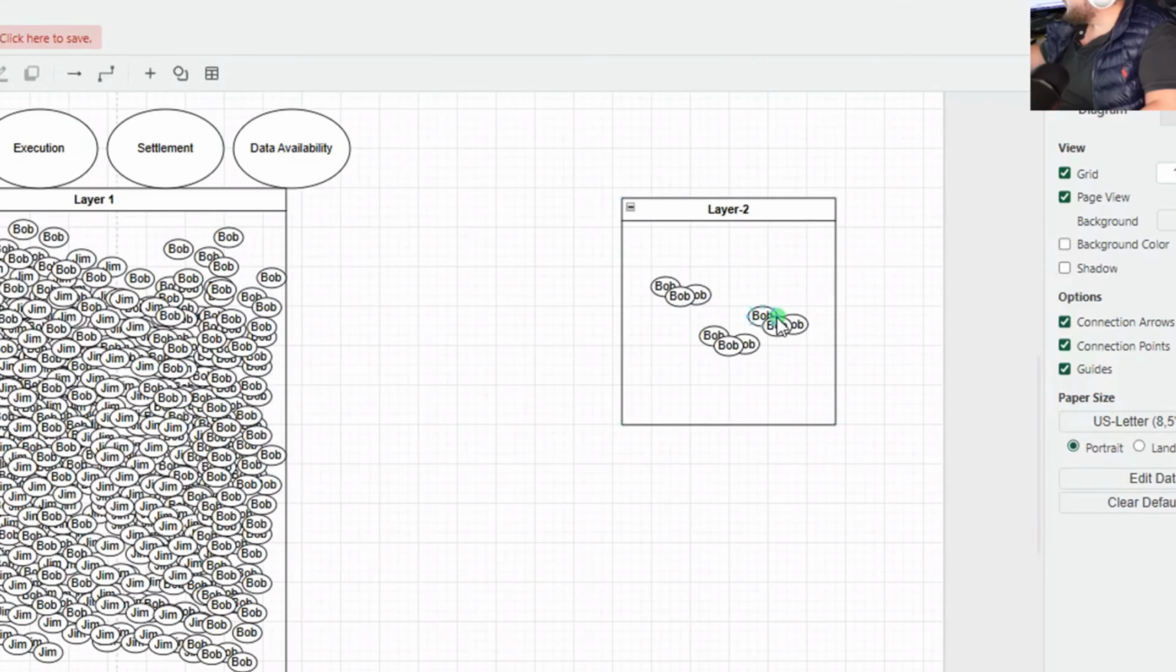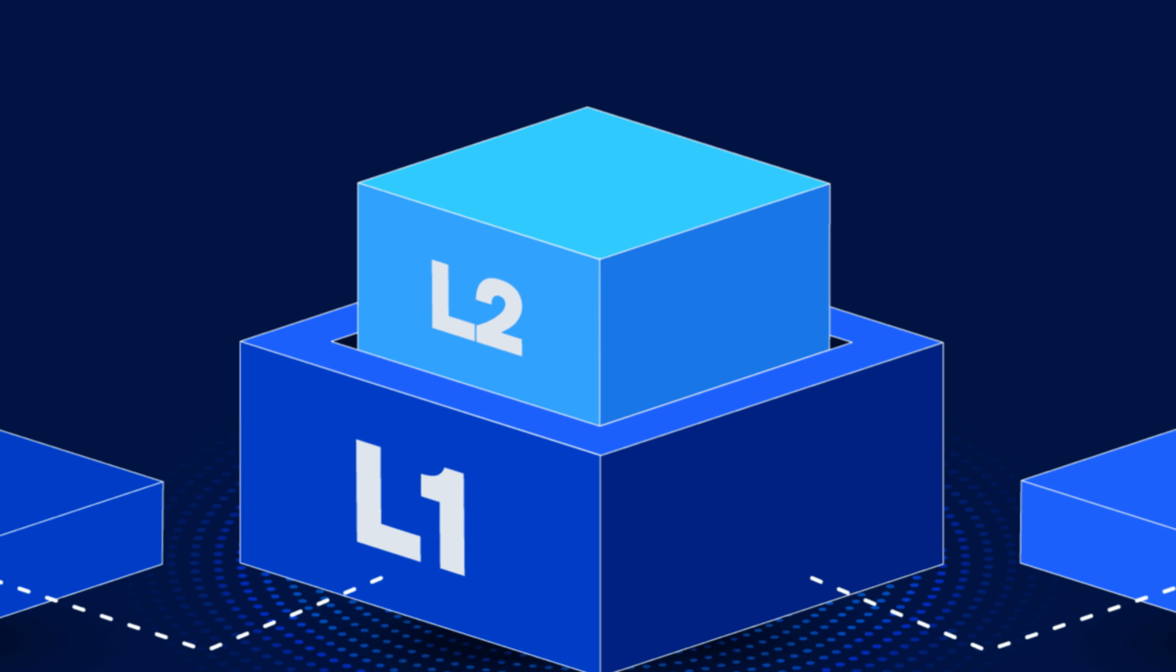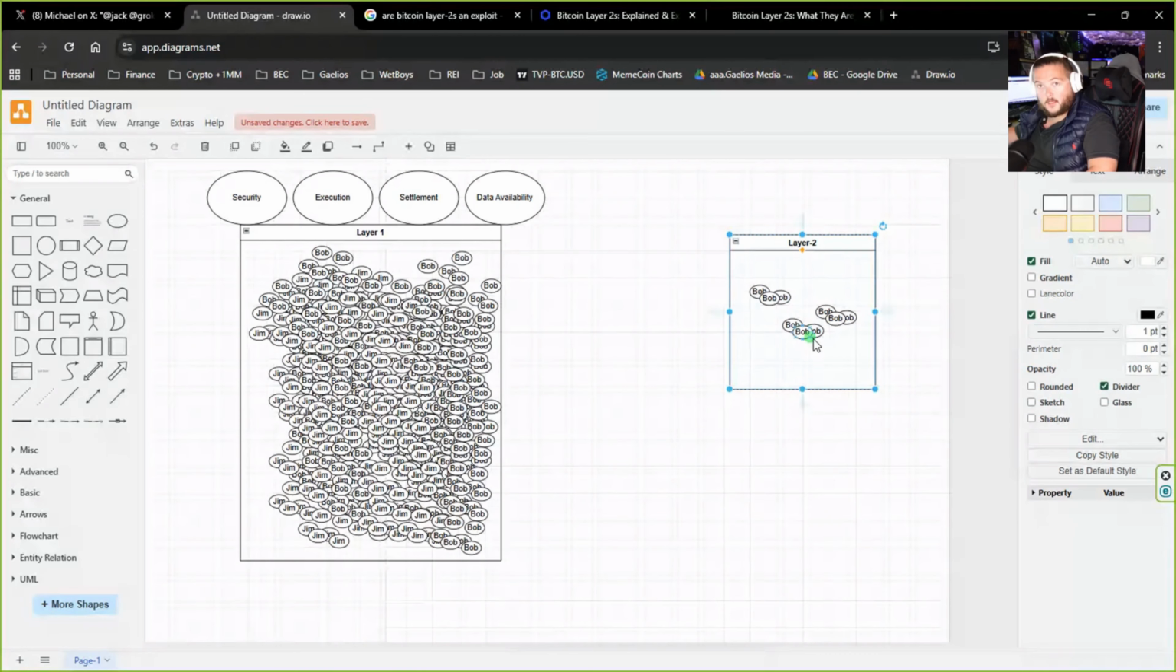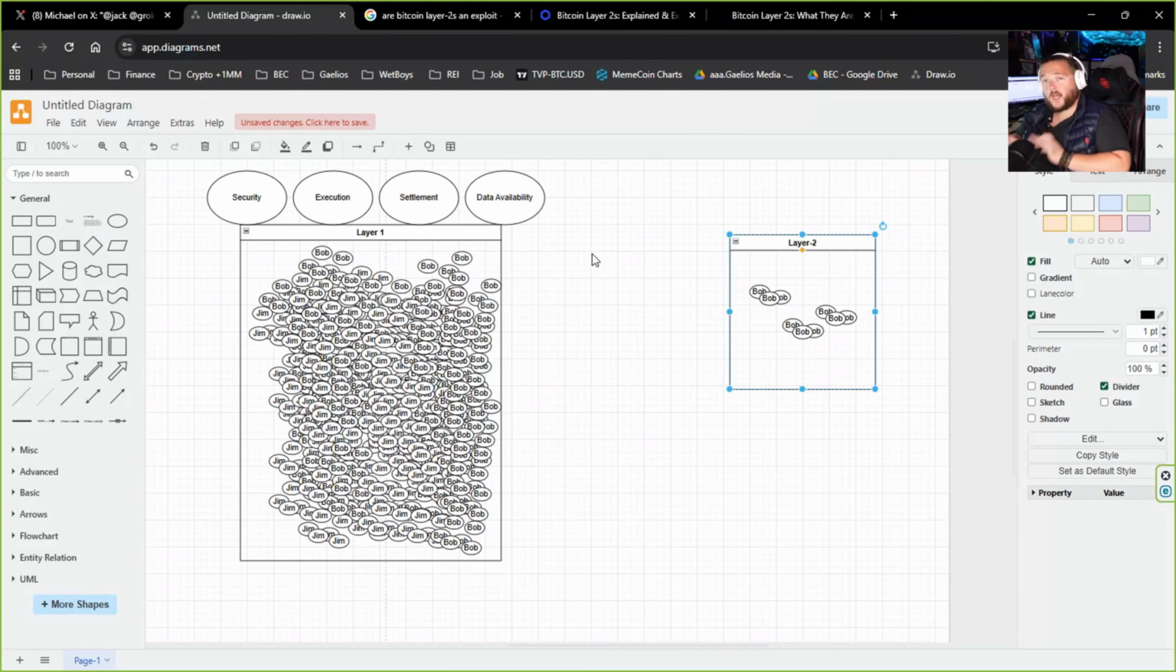Layer 2s look more like this. So there's something to be said for layer 2s, that they are more centralized. There's a lot less validator nodes. They have their own nodes sometimes. What you really want to take away from this is the layer 1 does not stop existing with a layer 2. Layer 2s are a different kind of user of the original network.